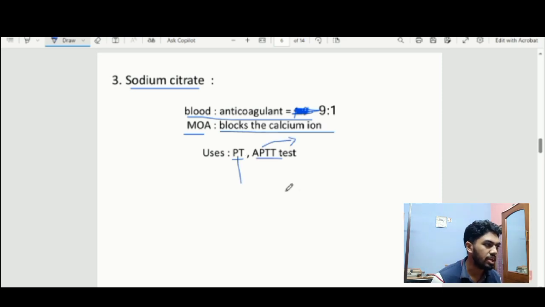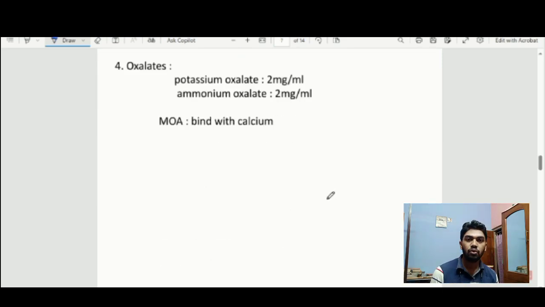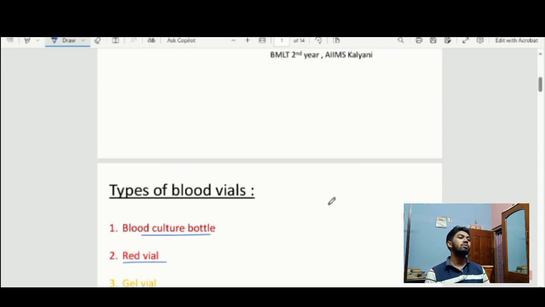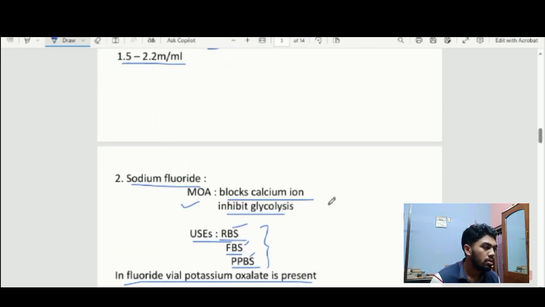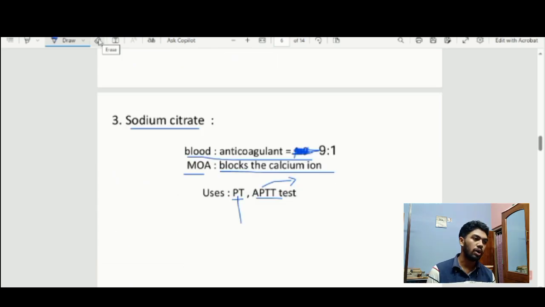Okay, so let's come to sodium citrate. What kind of vial is the sodium citrate vial? That sky blue vial. Here the ratio of blood to anticoagulant is 9 to 1. What is the mechanism of action? Almost every anticoagulant works by the same mechanism, it blocks the calcium ion. What are the uses of the sodium citrate vial? The sodium citrate vial is mainly used for PT and APTT tests.